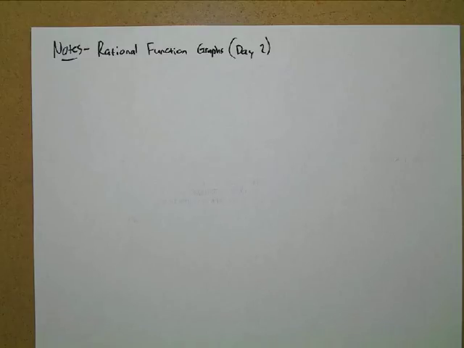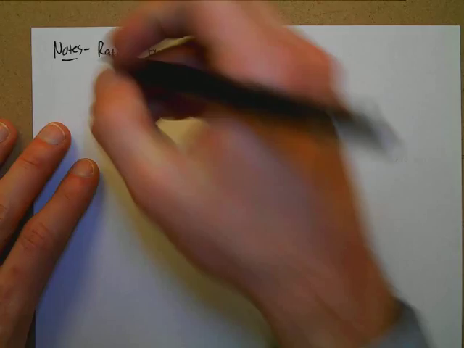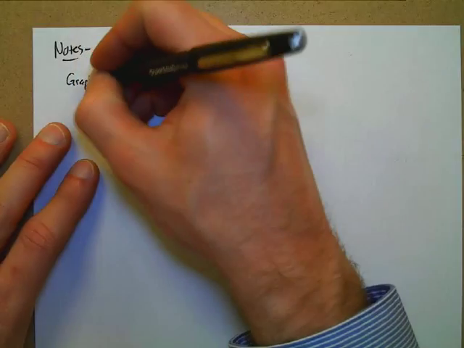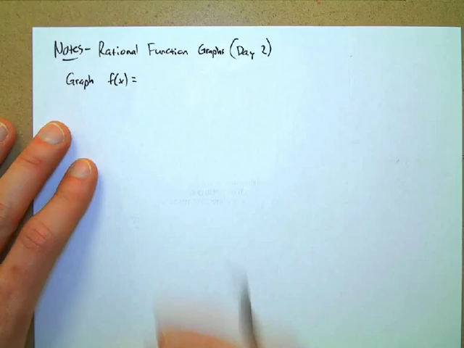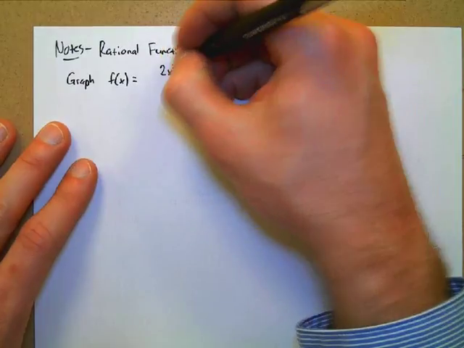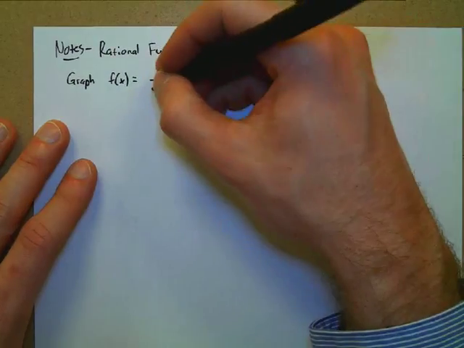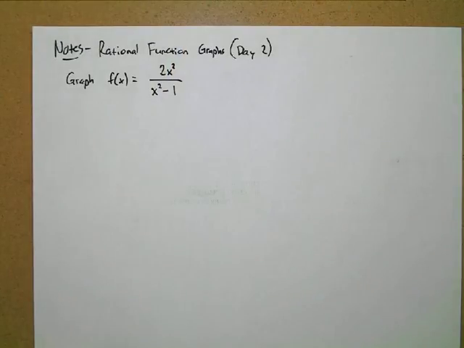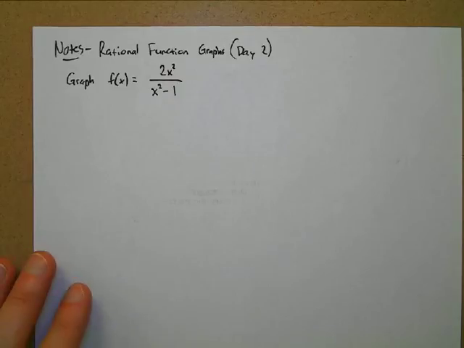Okay, so let's just start with a rational function here. Let's say we want to graph f of x equal to 2x squared over x squared minus 1. Okay, so that's what we want to graph there. And the things that we want to be able to come up with, or the things that we're going to use to help us come up with this graph.